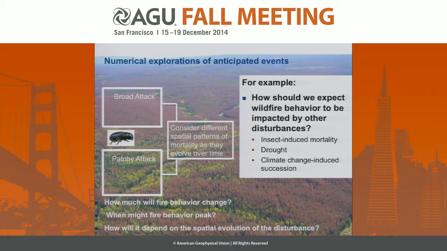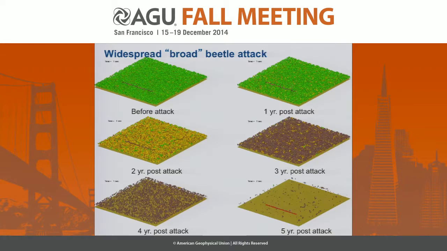We can think of bark beetles, but we can also think of that in terms of drought. We could think of that in terms of other kinds of changes, succession, etc. How does fire change in some future set of scenarios?